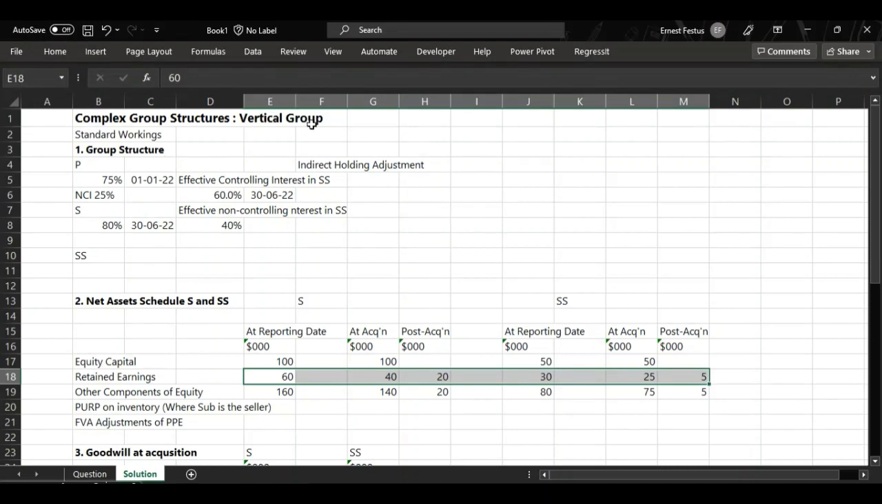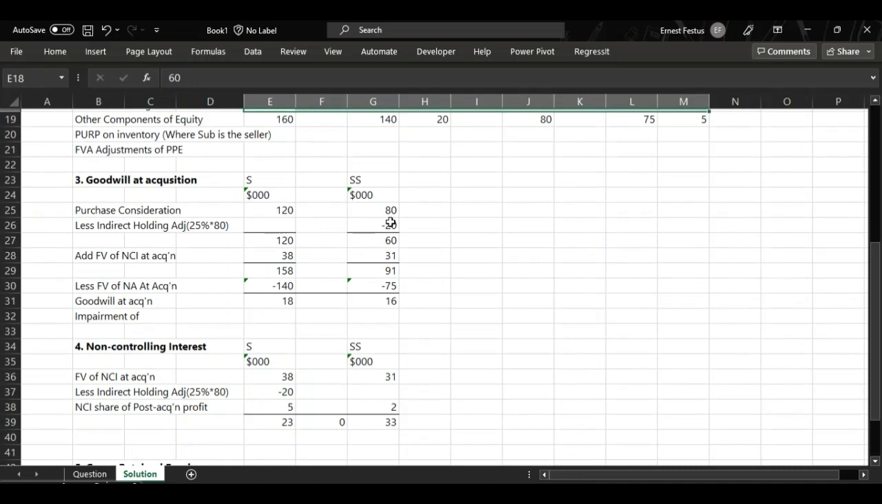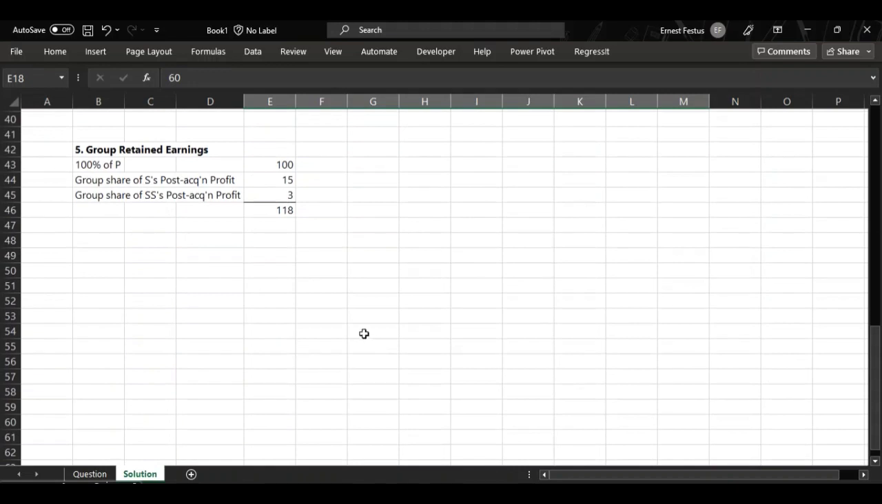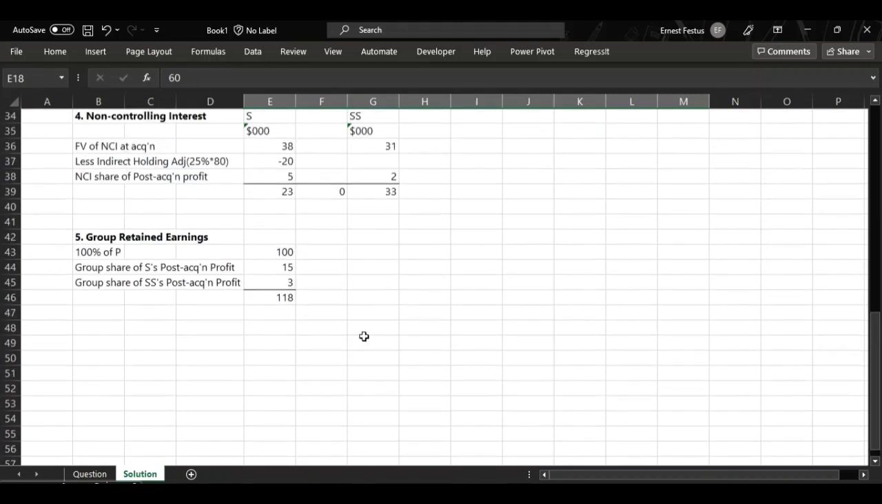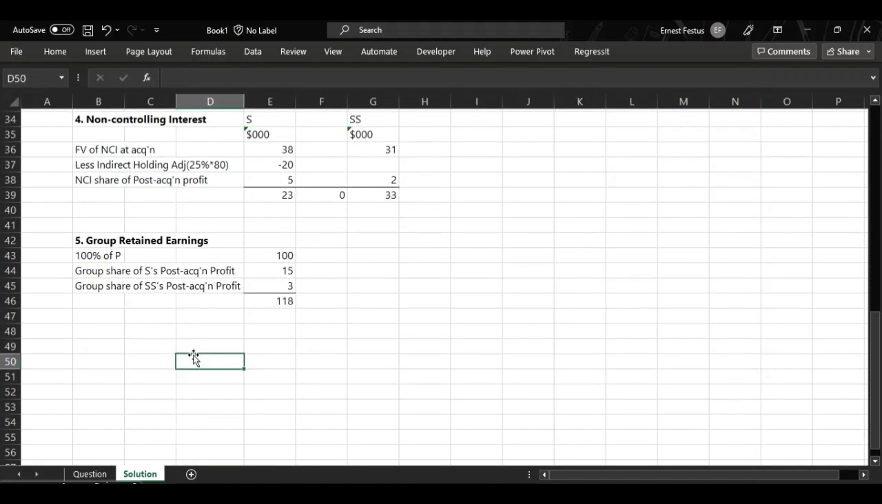So here, right here, vertical groups. So this is the structure. For the mixed or the D group structure, the treatment is not so different, but there are slight differences. So we'll be looking at it in our next video.